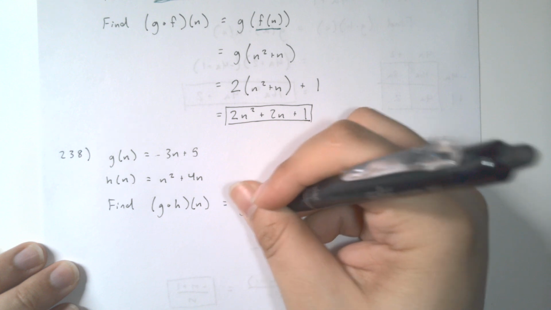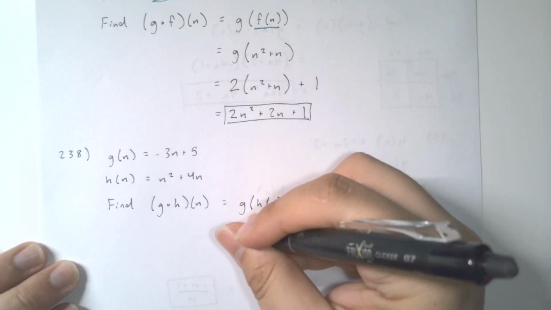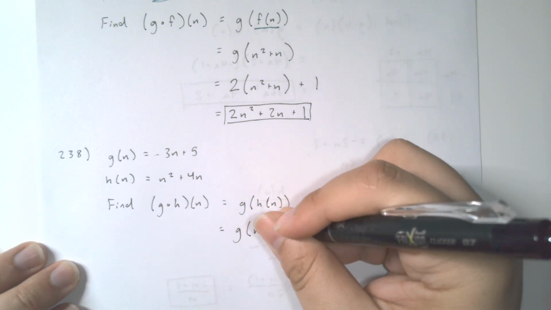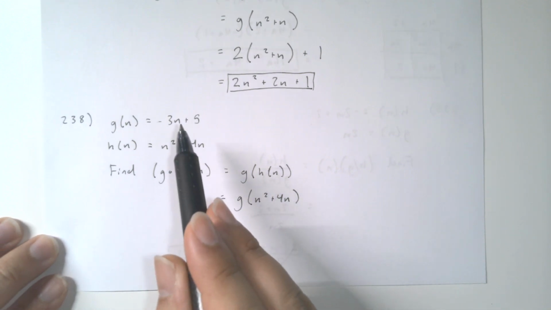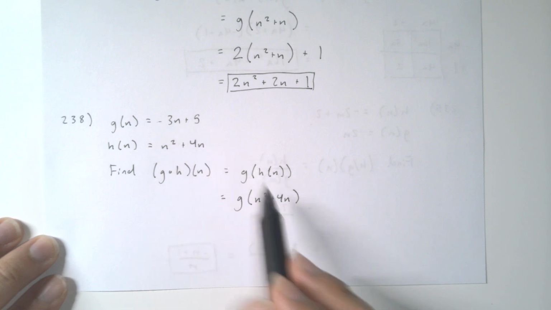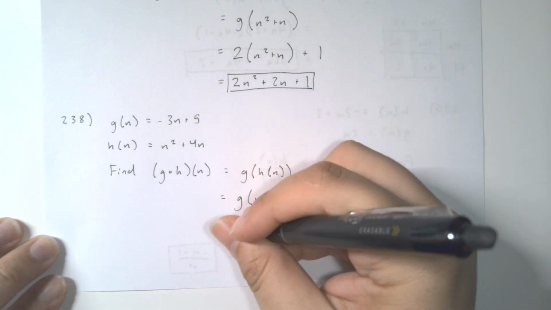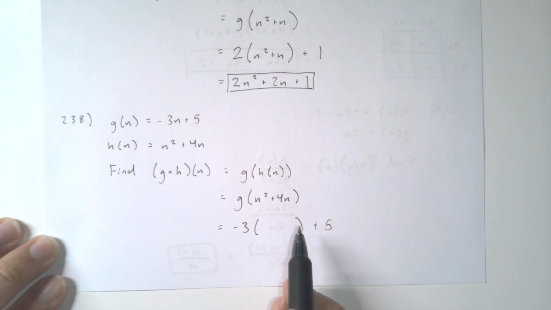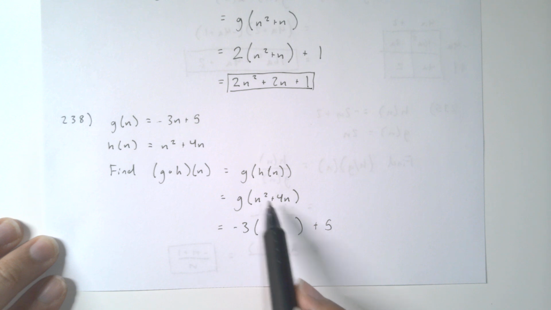So this is just g of h of n, which means that we have g of whatever h of n is, which is n squared plus 4n. And now, wherever we see an n in g, so we only have 1 right here next to the negative 3, we're going to replace that n with n squared plus 4n. And so what we get is negative 3 times all of that plus 5. So we see that we still have like this 3n plus 5, but now instead of writing n, we have n squared plus 4n.